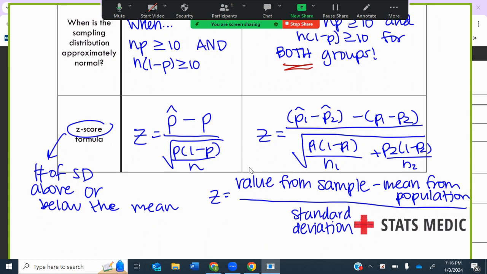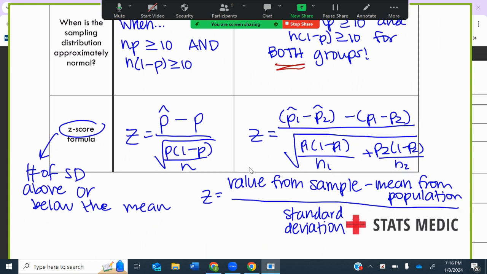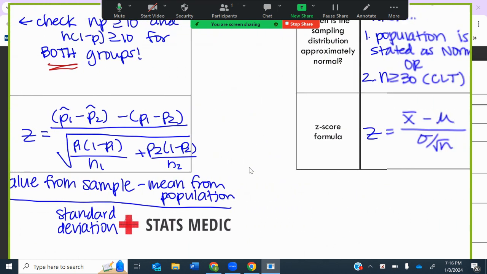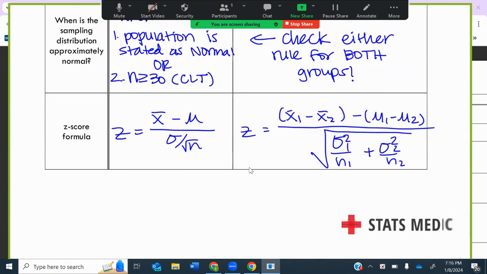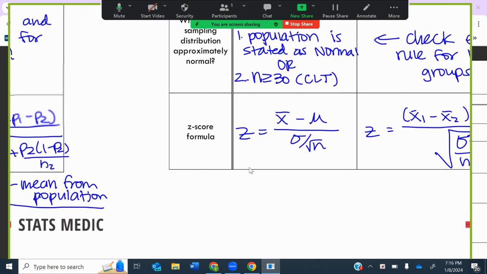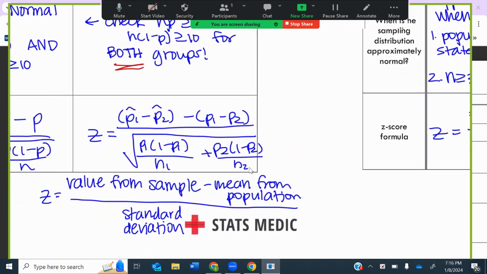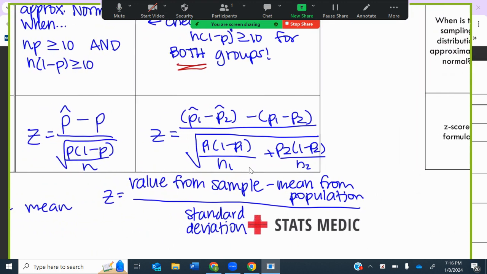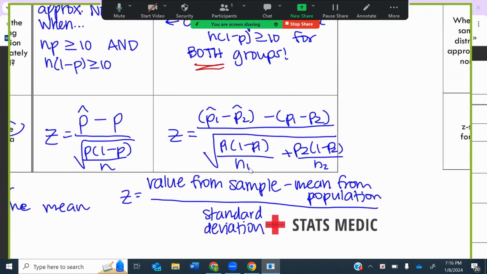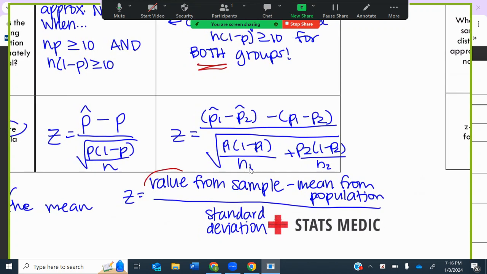Now these formulas end up looking a little bit intense, especially if they go all the way across and look at the mean ones too. And so just remember that z-scores are value minus mean over standard deviation, just like we learned in Unit 1. The value is what comes from your sample, the mean is what comes from your population, and the standard deviation will be whichever formula it goes with that type of problem.